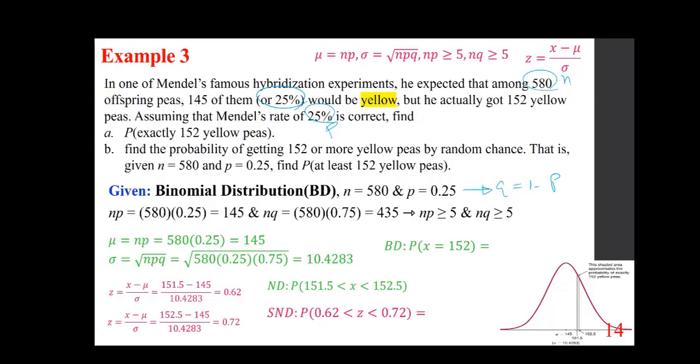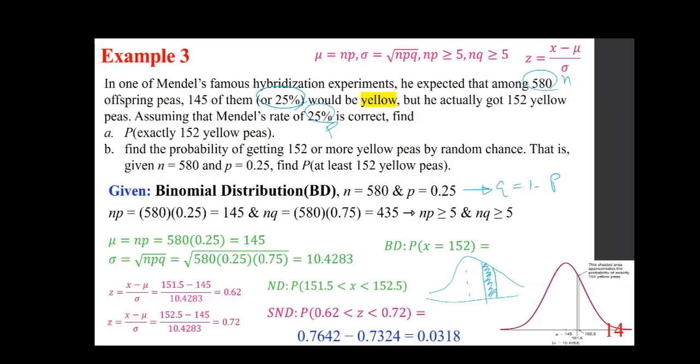Again, you look up the table to come up with the final answer, and it gives you the answer as you can see here. It's a tiny answer, 0.0318. So there is a 3.18% chance that exactly 152 yellow peas exist. Part B, we want to find the probability of getting 152 or more.